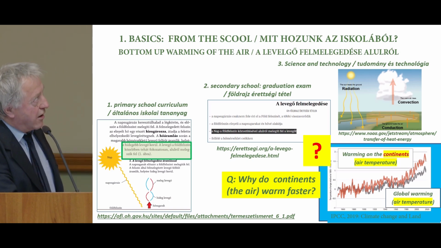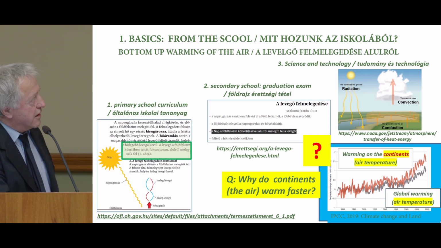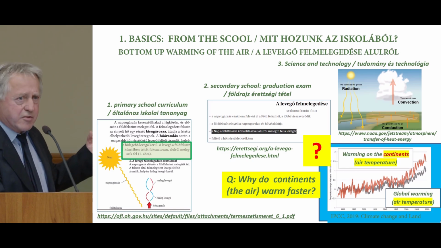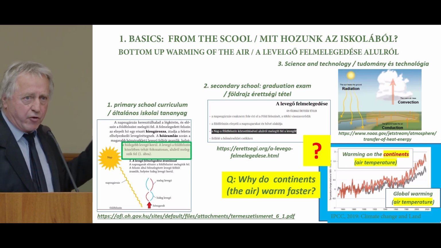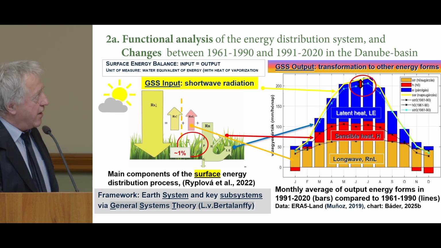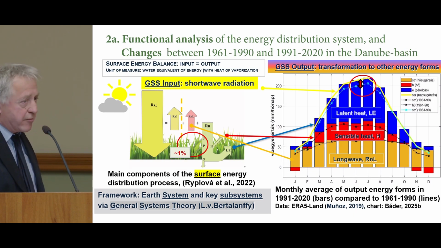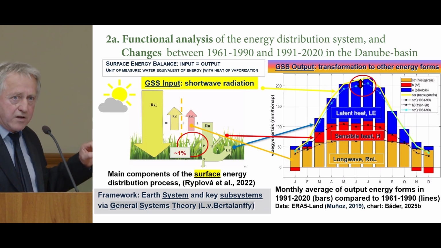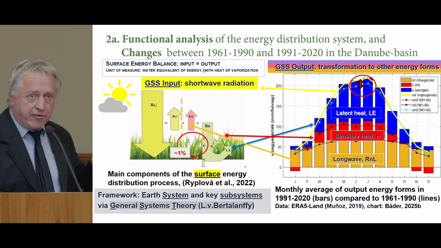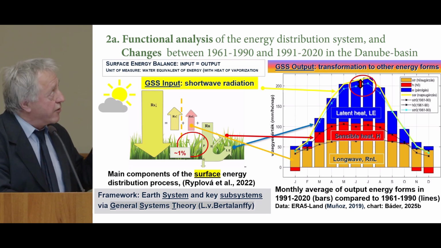So basically, all the studies from primary school to secondary school to academic level show that the air is warming up from the surface. So let's go back, let's see what's going on at the surface. We have to go back to general systems theory by Ludwig von Bertalanffy, who says if we have a very complex system, let's try to find the subsystems and let's try to understand what's going on.